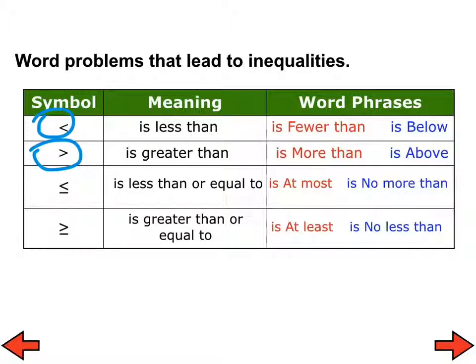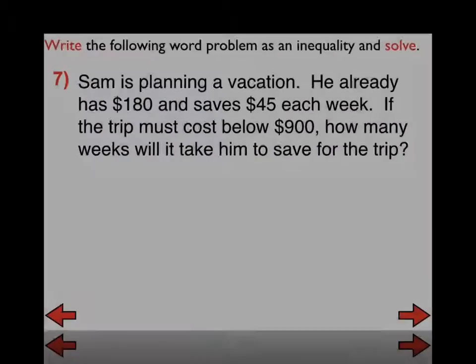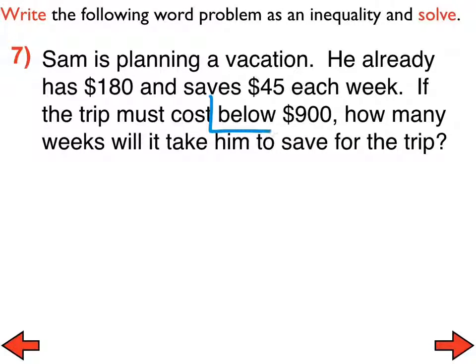Which word do we need here? What word do we want to look at? Below. Below is which symbol? Less than. So here is that word problem, and there's the word below in it. So it's not equals 900, it's going to be what? Less than 900. This word problem should look familiar to you as well. Anaya, can you set this one up for us?